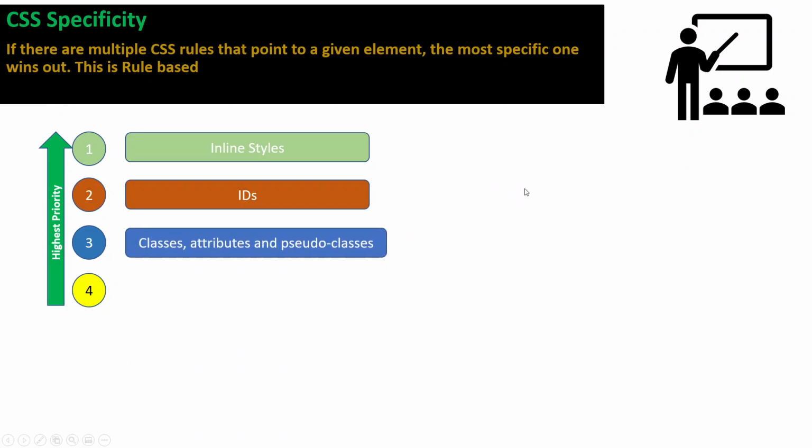Then you have your classes, attributes, and pseudo classes. That's going to be your third. And then finally, you have your elements and pseudo elements. So that is going to be your fourth.